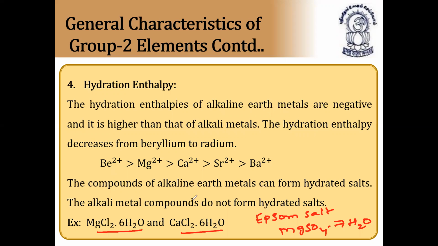The alkali metal compounds do not form hydrated salts, but the compounds of alkaline earth metals can form hydrated salts. Very important point. Example, Glauber's salt, MgCl2.6H2O. It is also called as Glauber's salt. They'll ask the formulas also. And calcium chloride 6H2O also. It is also called as Glauber's salt. Next continuation.